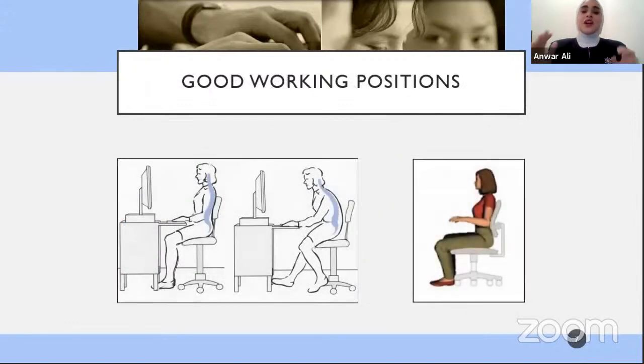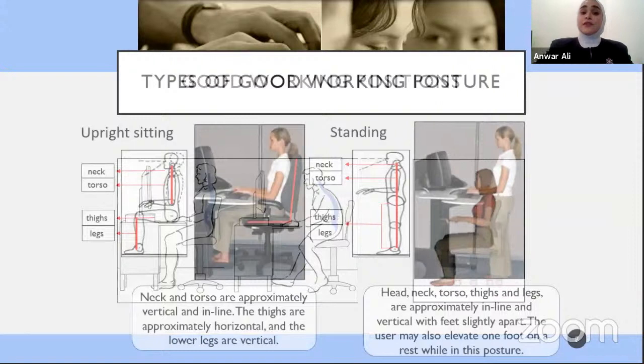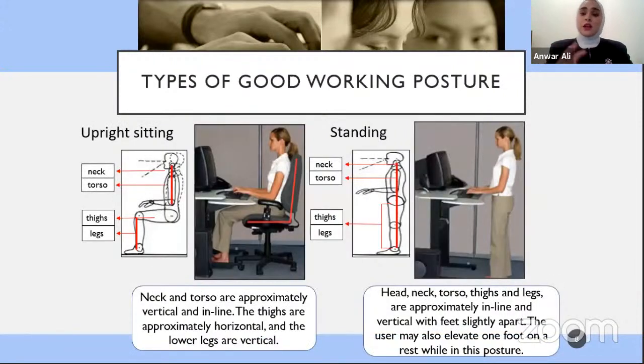So let me start with good working position. It is highly important and helpful to understand the concept of a neutral body position, which is comfortably working where your joints are neutrally aligned in a way that would reduce the stress on your joints, muscles and skeleton and reduce the risk of ergonomic problems. There are different types of good working postures that I'll be illustrating now. There are four main ones.